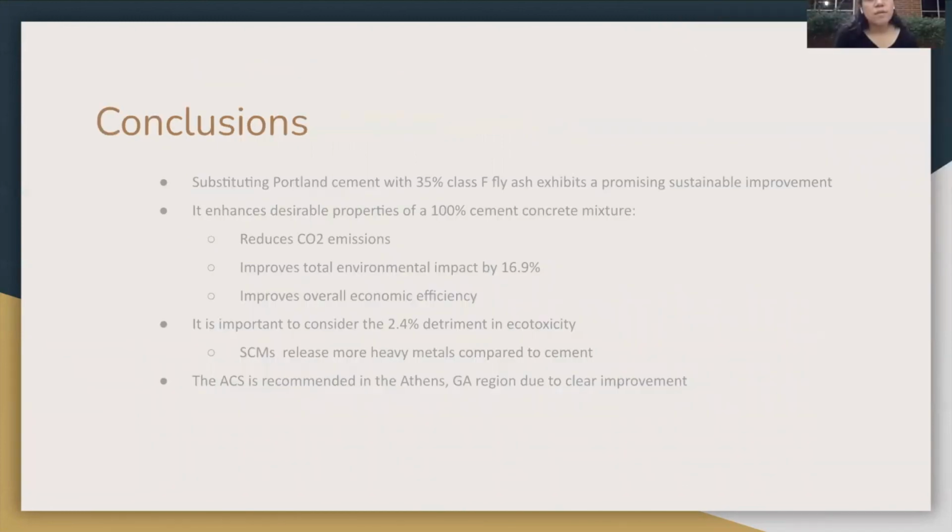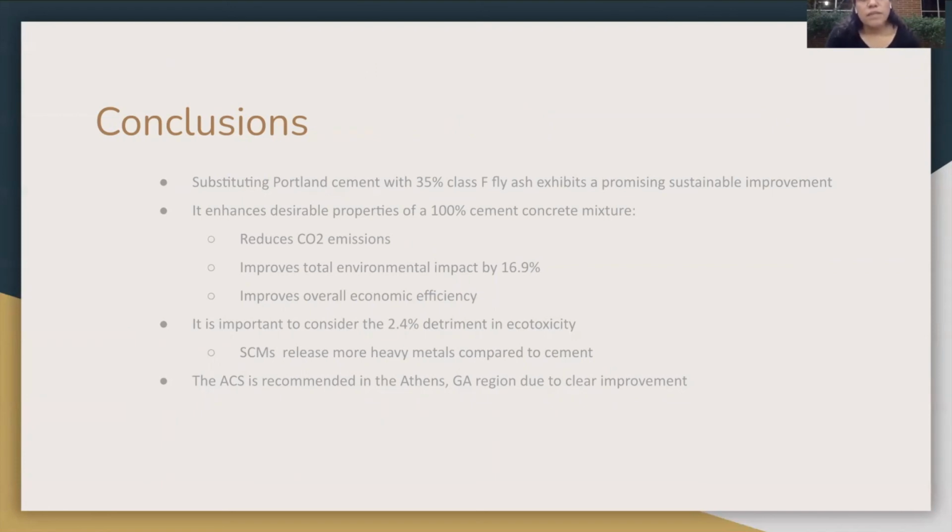Substituting Portland cement, which is the constituent in the concrete mixture contributing the largest environmental impact, with 35% Class F fly ash exhibits a promising sustainable improvement. It enhances the desirable properties of a 100% cement concrete mixture by reducing carbon dioxide emissions, improving the total environmental impact by 16.9% and improving economic efficiency.